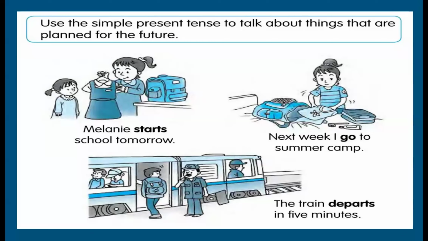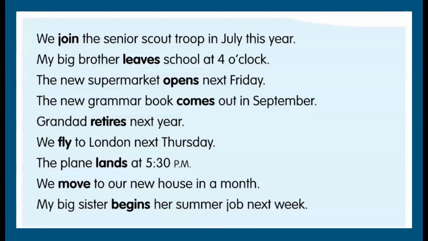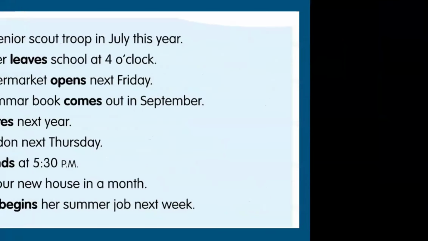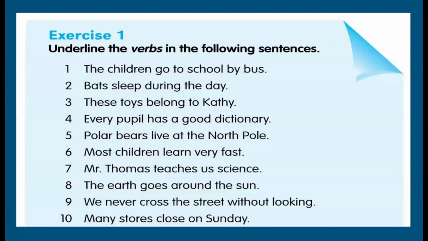Then we also saw that simple present tense is also used to talk about things that are planned for the future. Next week I go to the summer camp, or we are going to the picnic next week or after two weeks. So something which you have planned for the future, for that also you can use simple present tense. And then we saw the exercises.